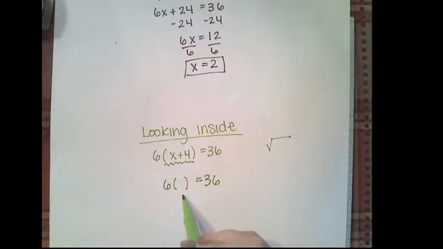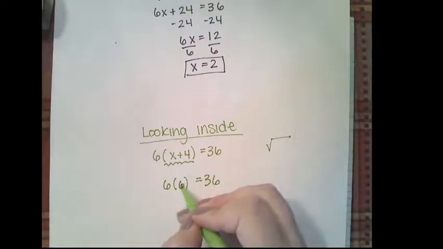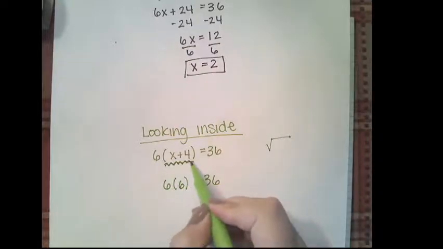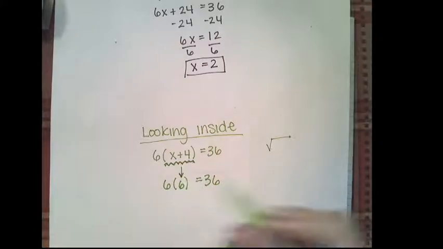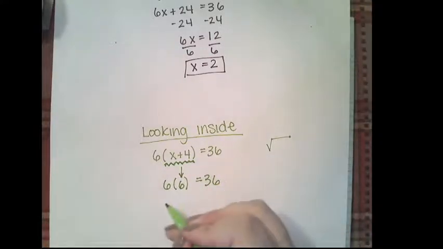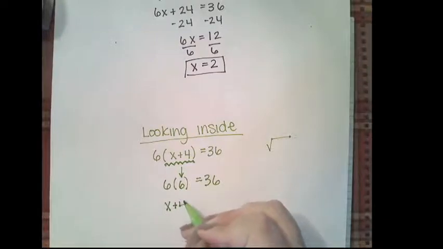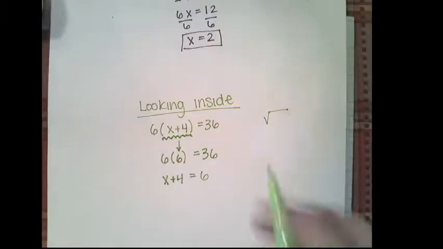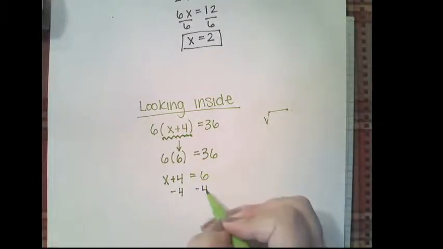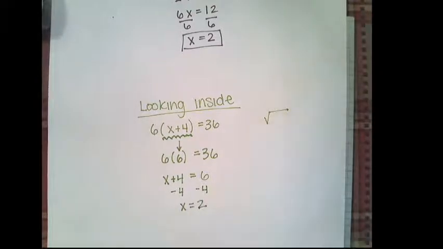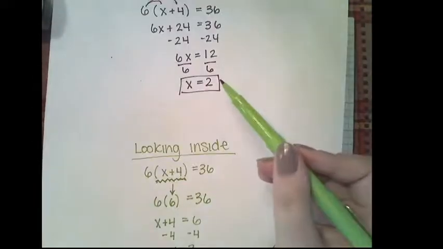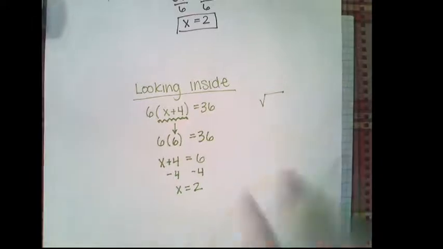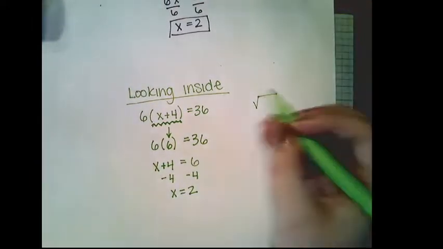So what would be in this blank? Well, 6 times what is 36? 6 times 6 is 36. So that must mean that this x plus 4 has to equal 6. So what we can do is we can set the inside of the parentheses, the top one and the bottom one, equal to each other, and solve for x. If you notice, we get the exact same answer as we did yesterday.